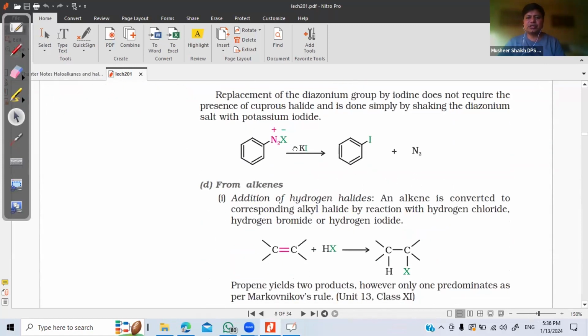With KI, you just have to simply add KI and shake the solution with the diazonium salt, and you will get the benzene iodide from alkene.